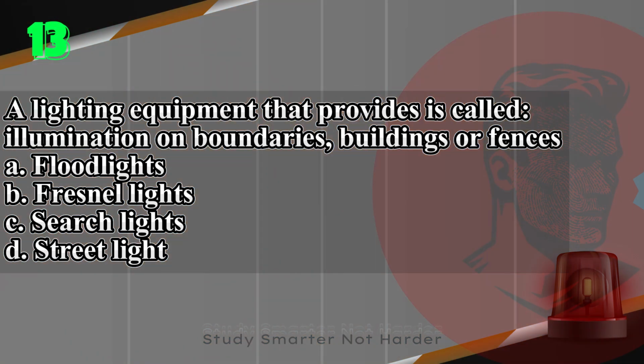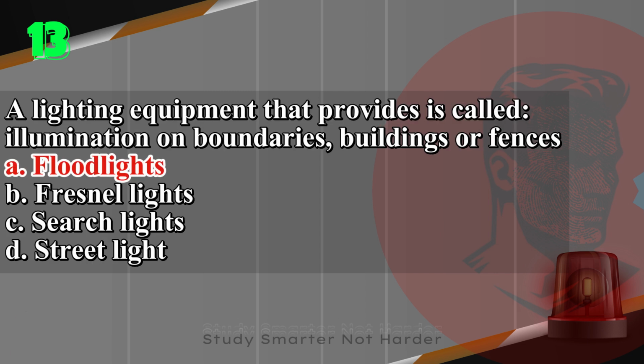13. A lighting equipment that provides illumination on boundaries, buildings or fences is called A. Floodlights. B. Fresnel lights. C. Searchlights. D. Street light. Answer: A. Floodlights.